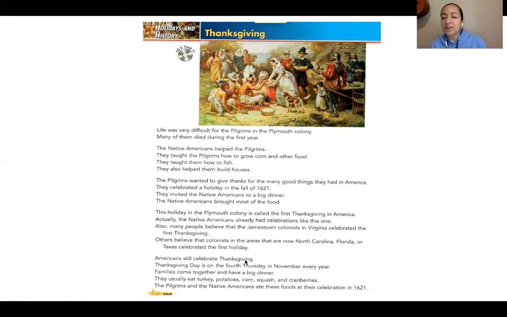Americans still celebrate Thanksgiving. Thanksgiving Day is on the fourth Thursday in November every year. Families come together and have a big dinner. They usually eat turkey, potatoes, corn, squash, and cranberries. The Pilgrims and the Native Americans ate this food at their celebration in 1621.